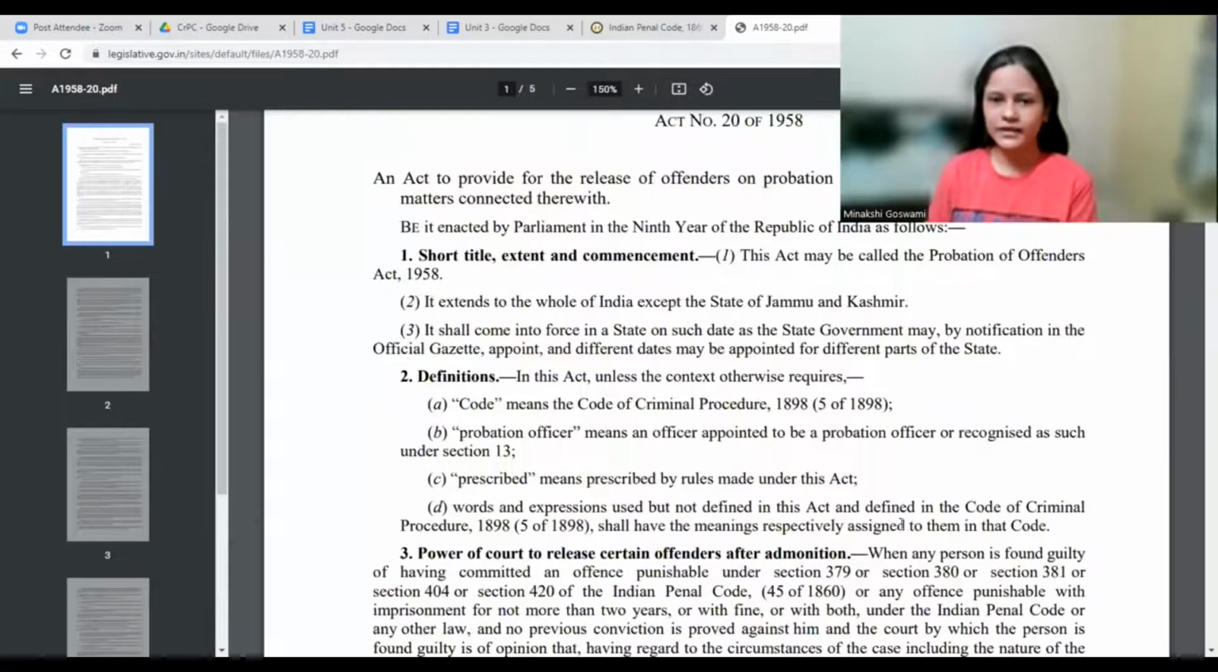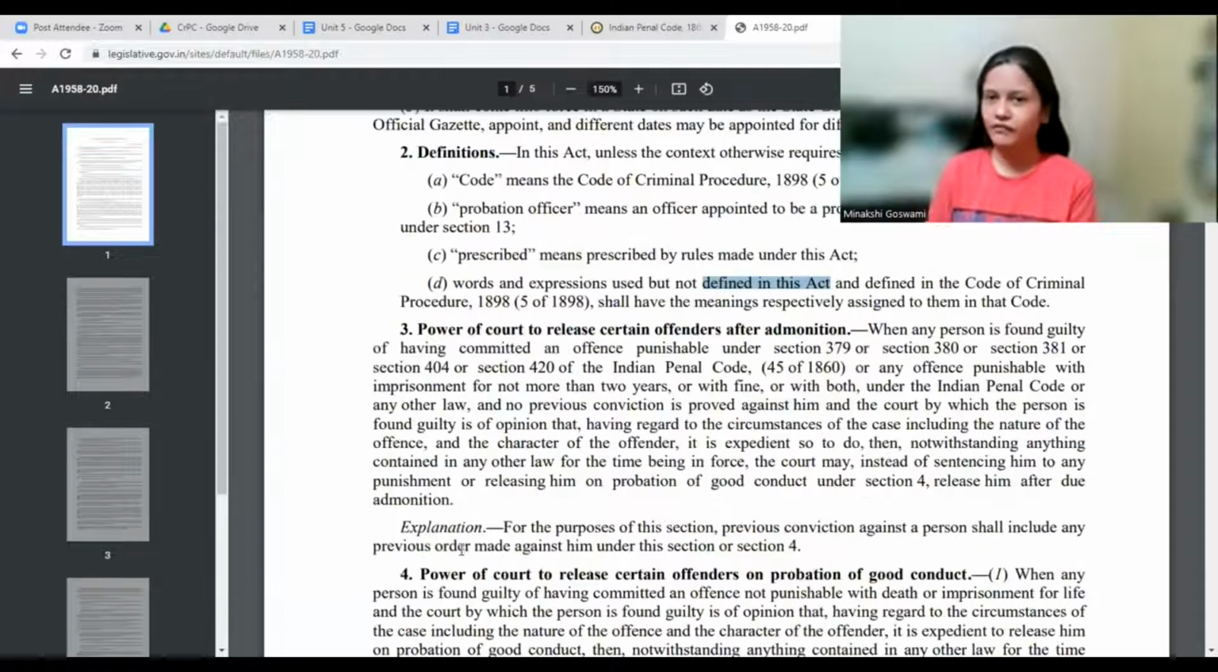Then, words and expressions used are in reference to the Code of Criminal Procedure, right? What is not defined in this Act, we can take help of the Criminal Procedure Code, because this adds on to the provisions of CrPC. So these are a few definitions given here, and after that the proper provisions start.